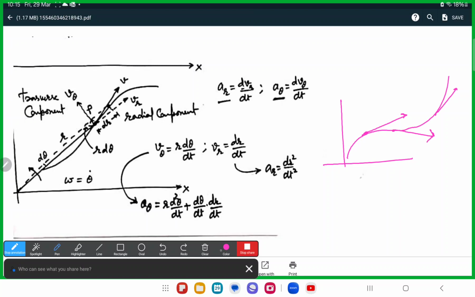So let's say this is v1 and this is v2. You can roughly guess: if you need to calculate v2 minus v1, the v2 vector will remain as it is, this is the direction of the v2 vector, but for the v1 vector we have to flip the direction, that is minus v1. And once we combine, this is the direction of delta v basically.